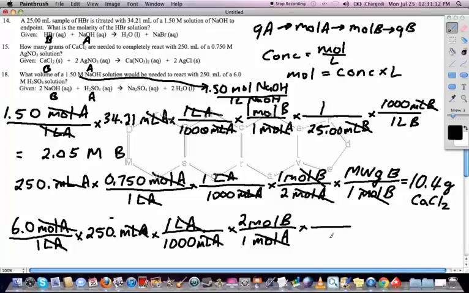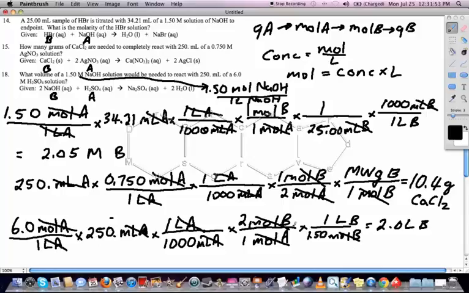Now remember, I want liters, so what I'm going to do is put moles of B down here because I want that to cancel. And I want liters of B on top. So we need a relationship between liters and moles, and we do have one here. We know that 1.50 moles of sodium hydroxide is in 1 liter of sodium hydroxide. So what I know is that 1 liter is 1.50 moles. And that will give me my final answer, which is 2.0 liters of sodium hydroxide.